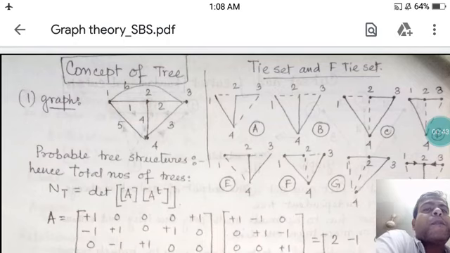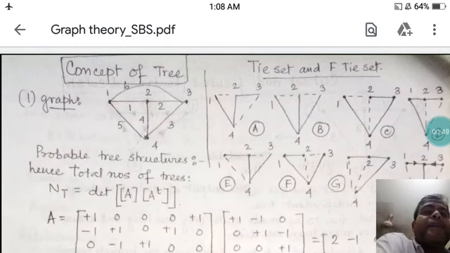Now what is a graph? I have shown you the basic concept of a graph. Here, in number one, I have shown a graph which has a total of 6 branches and 4 nodes. I have marked the branches 1, 2, 3, 4, 5, 6. So what is the tree?